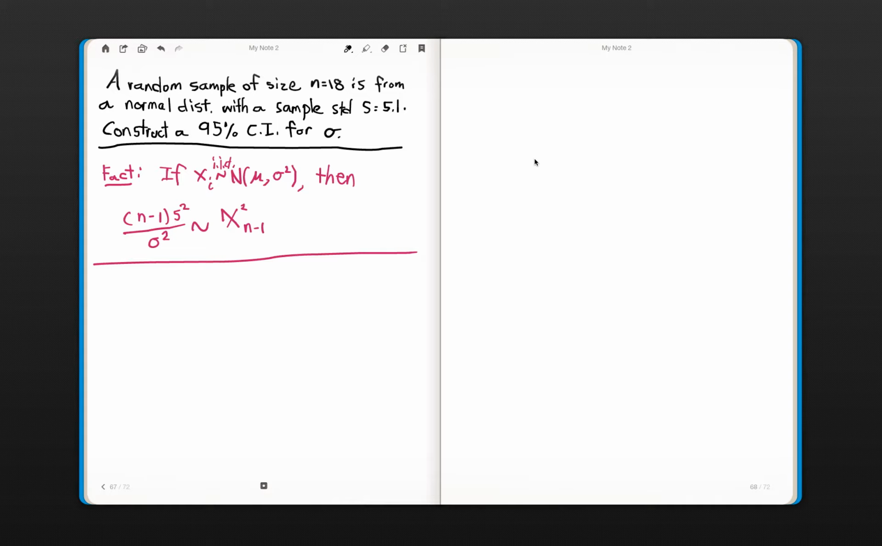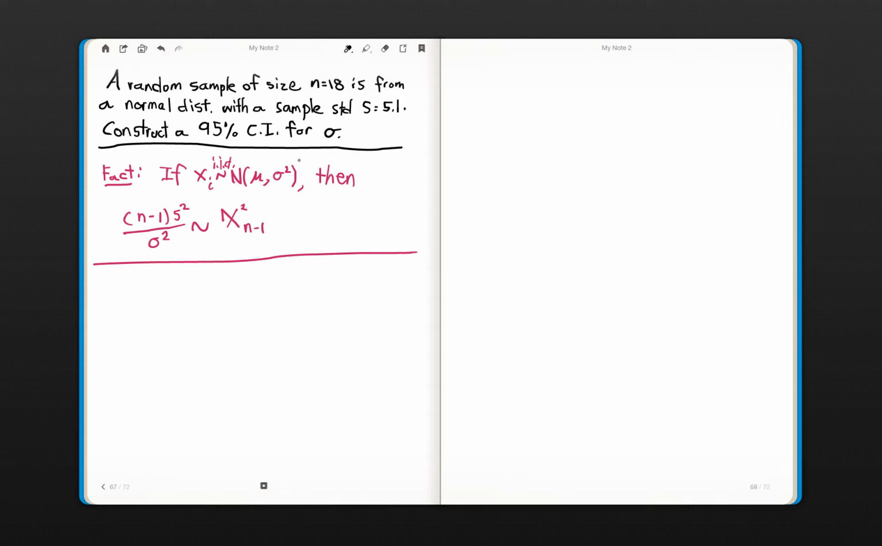We will now solve a confidence interval problem involving sigma. So we have a random sample of size n equals 18 from a normal distribution with a sample standard deviation of s equals 5.1, and we'd like to construct a 95% confidence interval for sigma. Okay, this is a little different.